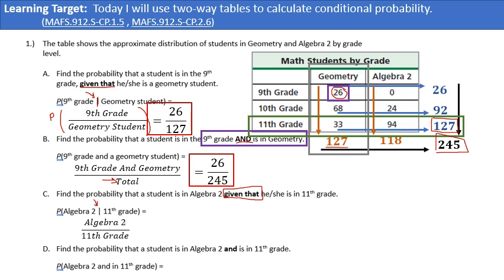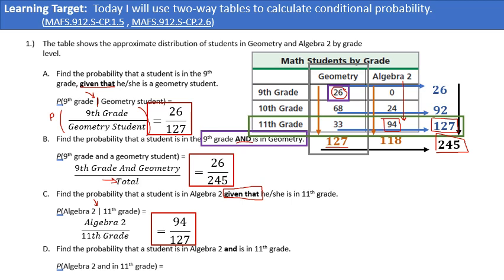Okay, but how many Algebra 2 students are there in 11th grade? That would be 94. All right, so we're looking at just this row. They ask us about Algebra 2, which is right here. So we're talking about 94 over 127. And again, I'll leave it just like that. Done and done.